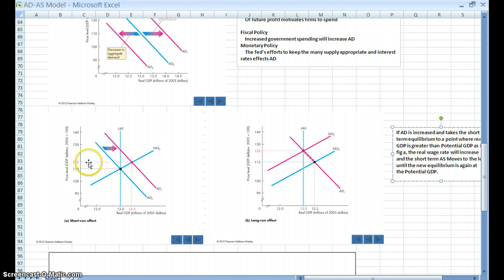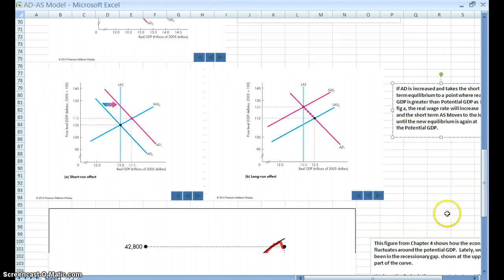Likewise, you could have a demand curve that's down here, so your equilibrium point is below full employment. And what happens is the real wage rate then declines, and it starts to lower costs, which allows the supply to shift in another direction, and when the supply shifts in the other direction, we then get back to full employment working this way. That is a recessionary gap. This is an inflationary gap around the potential GDP.